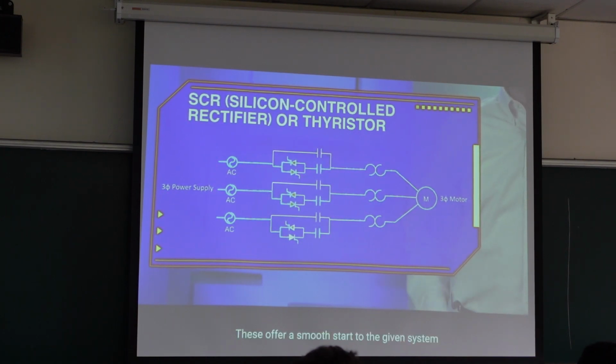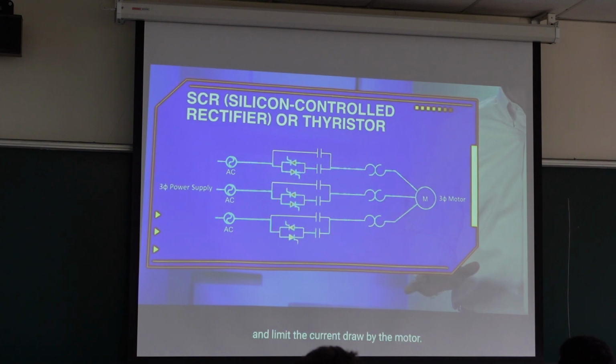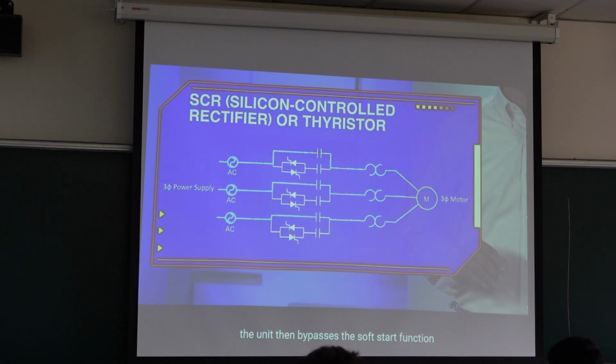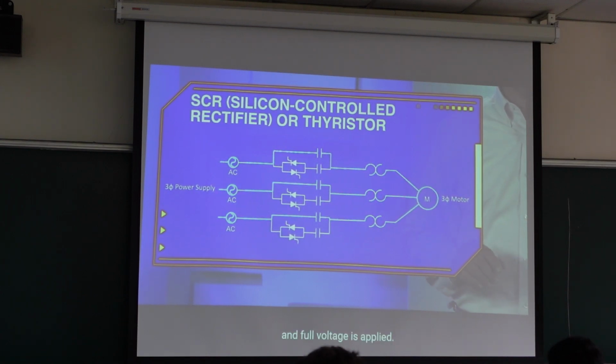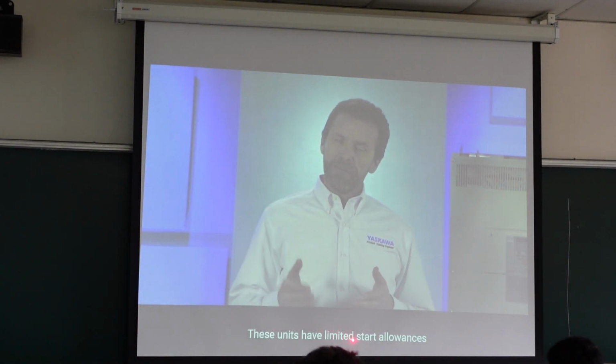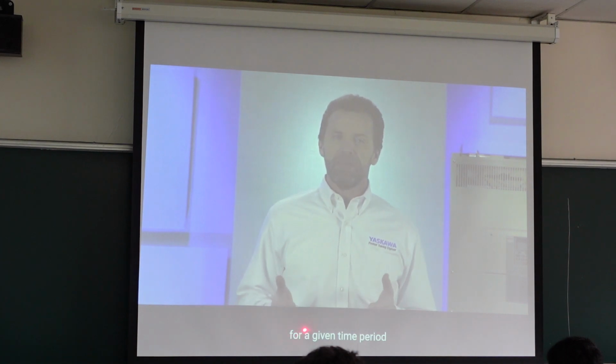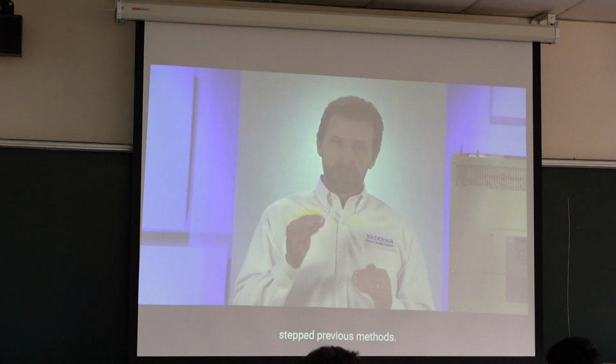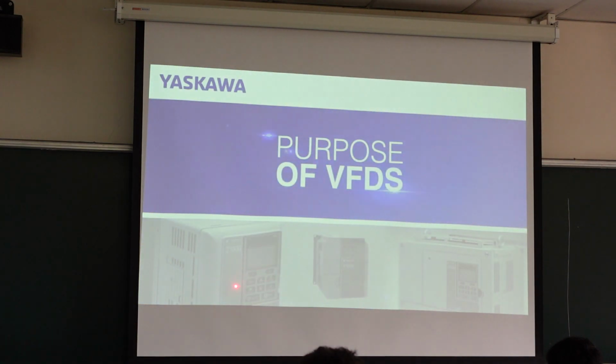These offer a smooth start to the given system and limit the current draw by the motor. When the motor is up to full speed, the unit then bypasses the soft start function and full voltage is applied. These units have limited start allowances for a given time period, but offer smooth starts instead of the stepped ones previously. So now we need a smooth start.